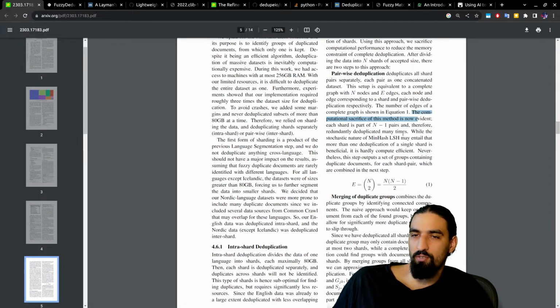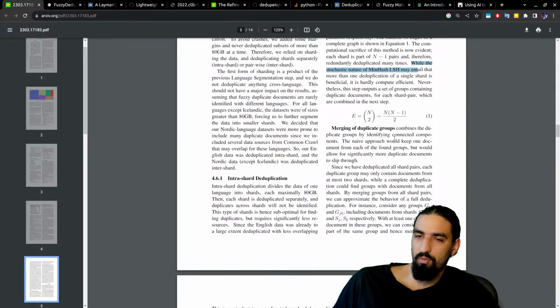The computational sacrifice of this method is now evident. Each shard is part of n-1 pairs and therefore redundantly deduplicated many times. While the stochastic nature of MinHash may entail that more than one deduplication of a single shard is beneficial, it is hardly compute efficient. Nevertheless, this step outputs a set of groups containing duplicated documents for each shard pair, which are combined in the next step. Merging of duplicate groups.